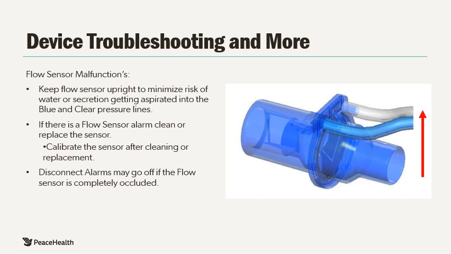Also, if there is a flow sensor alarm, remove the patient from the ventilator and clean or replace the sensor. Be sure to recalibrate or calibrate the sensor before placing the patient back on the ventilator. In the event of a flow sensor and disconnect alarm, clean or replace the flow sensor and verify the circuit and/or pressure lines are all appropriately connected.